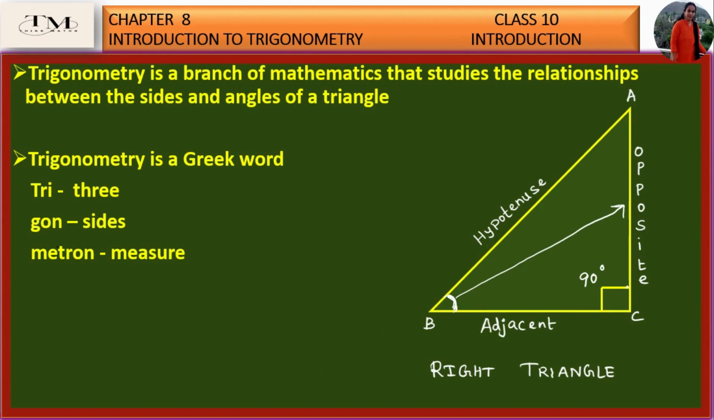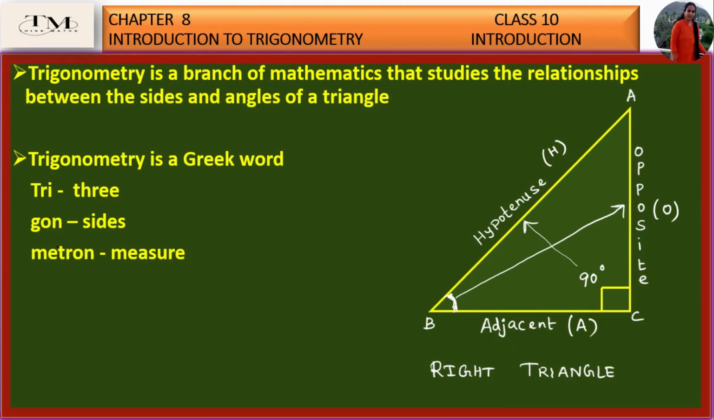Another angle is 90 degrees. As it is a right angle, one of the angles will be 90 degrees. So the side opposite to this 90 degrees is the hypotenuse. We will mark this as O and this as H, and the other side is adjacent. These are the three important things you should know: opposite side, adjacent side and hypotenuse.